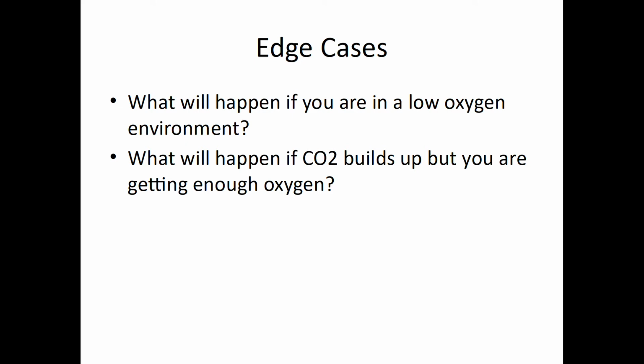Now, there are some interesting edge cases that can happen. If you're in a low oxygen environment, pH and oxygen may be separate indicators. So if you're in, for example, a high altitude, low oxygen environment, you may be getting rid of CO2 very effectively, but still not getting enough oxygen. And on the other hand, you can have cases where CO2 builds up, but you are getting enough oxygen, in which case you are going to breathe more rapidly to get rid of that CO2.